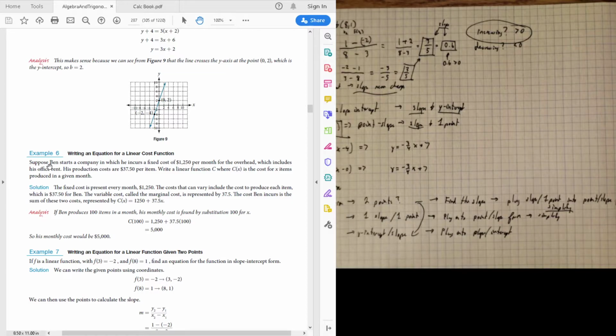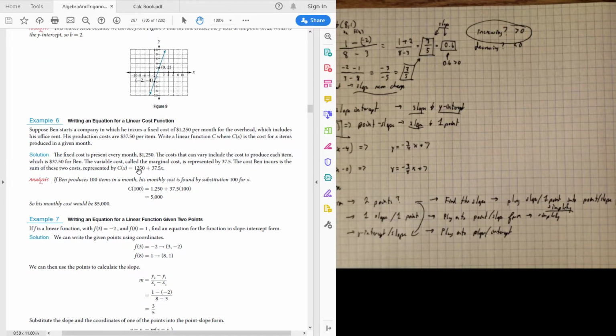In this case, look at what this says. Suppose Ben starts a company in which he incurs a fixed cost of $1,250 per month for the overhead, which includes his office rent. Anytime you're looking at most word problems, 90% of what you see is a waste of space. It is unnecessary, unneeded. You could honestly just throw it away and you would be better off, because it's just there to give you perspective. $1,250 per month, that "per" indicates some kind of slope. Okay?